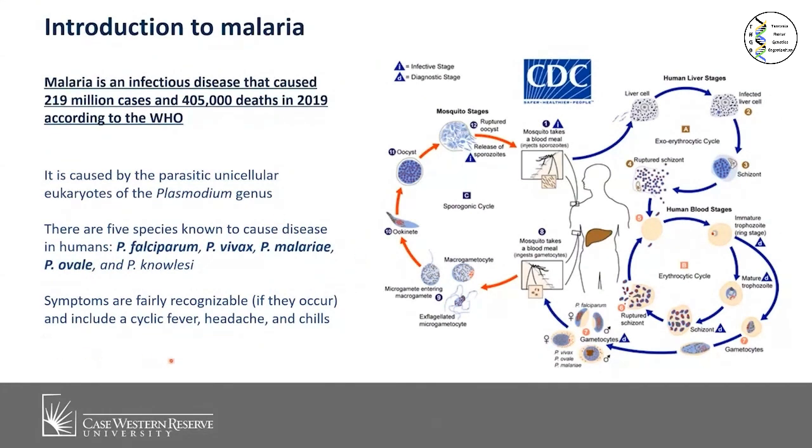If you live in an endemic region, symptoms of malaria are fairly recognizable if they occur and include things like a cyclic fever, headache, and chills. I've highlighted this because a lot of my research deals with people who don't show symptoms. So it's really important to just assert that it's something that you can easily recognize if you've had it.